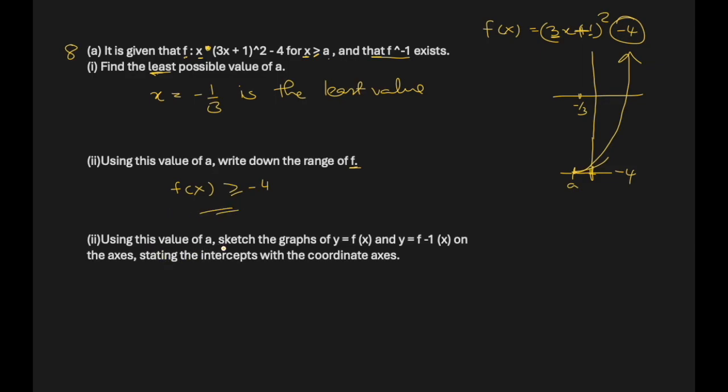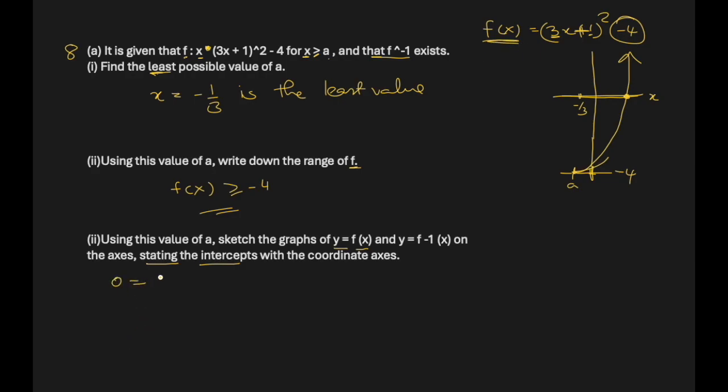Using this value of a, again sketch the graph of y equal to f(x), and this on the axis stating the intercepts with the coordinates of axis. Okay, so I already have the graph, by the way. So I can say that y equal to f(x) is pretty much with me. I just need to reflect it on y equal to x. Oh, this is needed, they said stating the intercepts. So I will find this intercept. For this intercept, x axis, y has to be equal to 0. That means I will make this f(x) equal to 0. I'll get the x intercept.